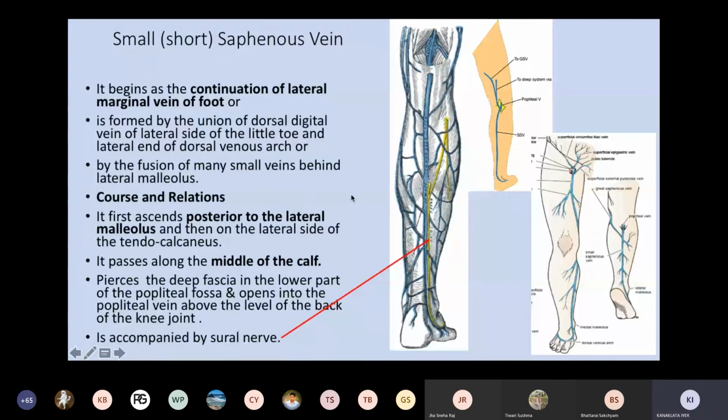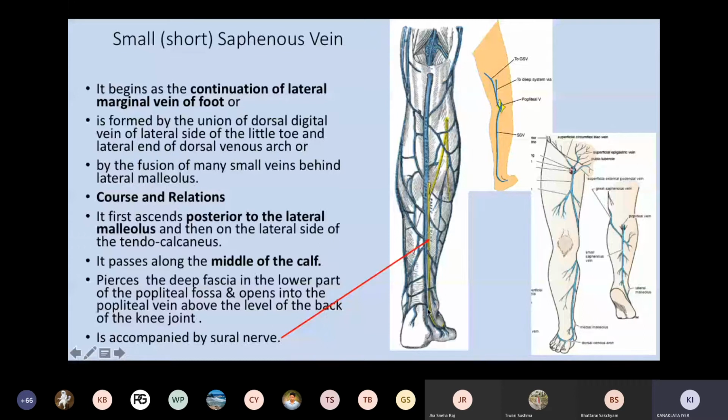Now the other vein is the short or small saphenous vein, or SSV. This is confined only to the leg, as you can see in this diagram, and it is on the lateral side. It starts from the lateral end of the dorsal venous arch, as I have already shown you. Or the second way to form it is the digital vein of the little toe, like the big toe we saw. That and the lateral end of the dorsal venous arch unite to form the short saphenous vein, or the fusion of many small veins behind the lateral malleolus forms it.